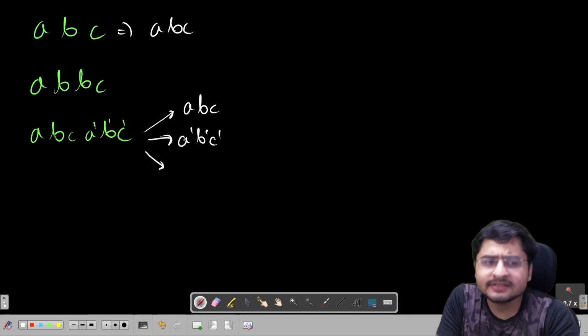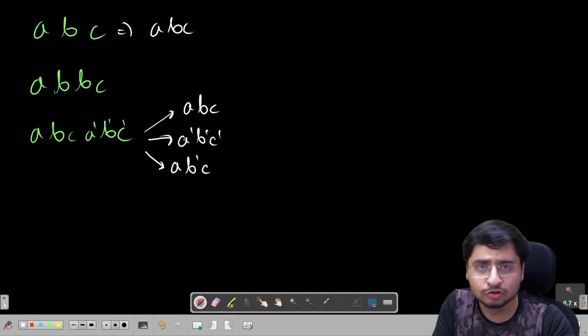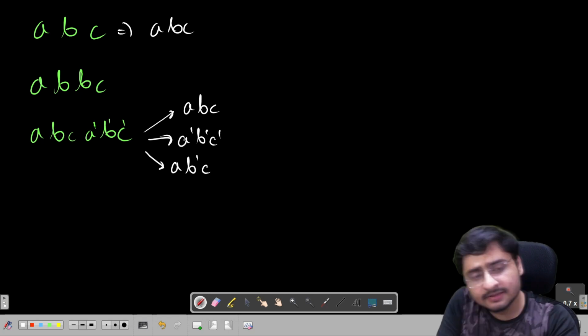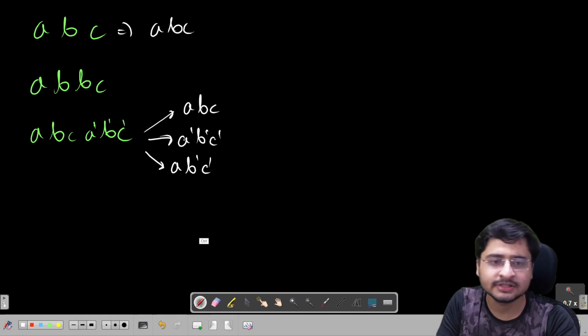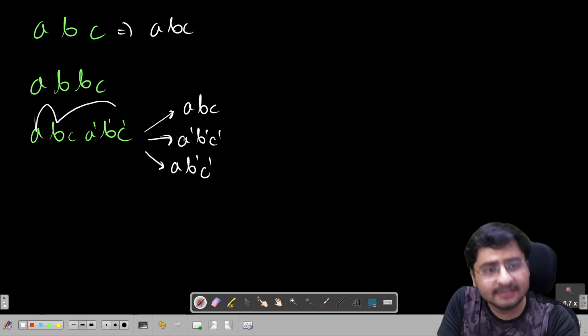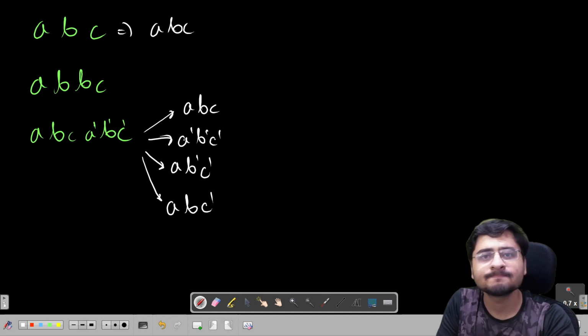Third subsequence we can consider, A, B dash, C, correct? This is also one of the correct answers. Another subsequence we can target is A, B, B dash, C, C dash. So here should be C dash, right? So A, B dash, C dash, and A, B, C dash. This is also one of the possible subsequences. A, B, C dash. Correct.